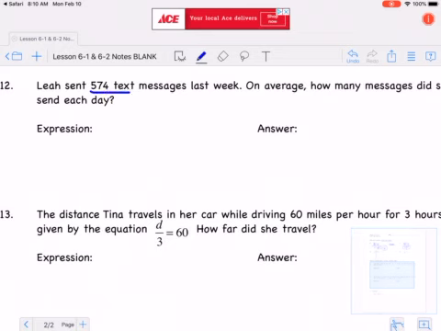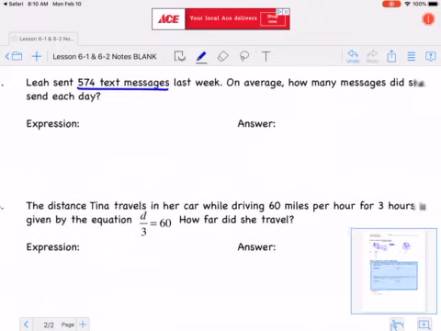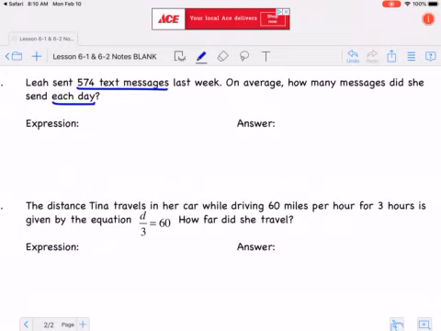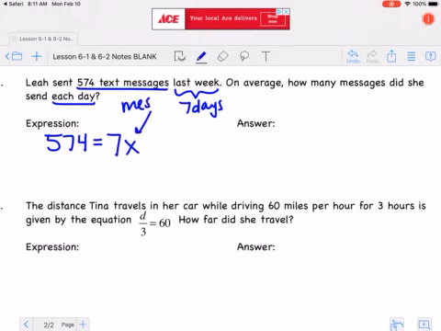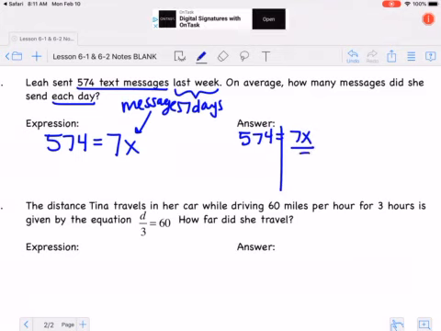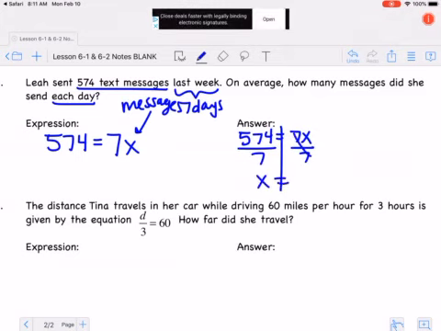It says Leah sent 574 text messages last week. On average, how many messages did she send each day? So if we have 574 text messages for the week, we have to know that there are 7 days in the week. So we have 7 days, and we're trying to find out how many messages were sent each day. So our x is our messages. So for our answer, we're going to take 574 equals 7x. I'm going to divide by 7, and x is going to equal 82.